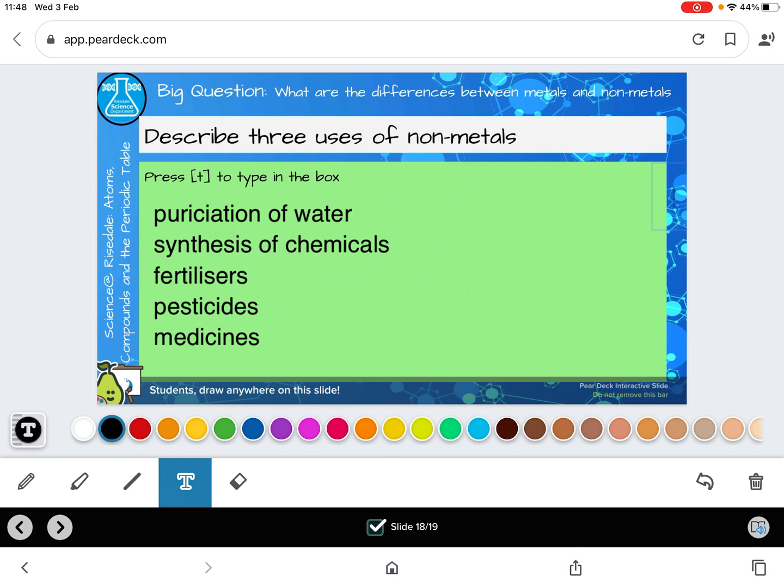Okay, so uses of non-metals mentioned in the video clip. Purification of water, synthesis, which means making chemicals, so the building up of chemicals, making fertilizers, making pesticides, and making medicine. So the example in the video was iodine, which has got antimicrobial properties, so it's used when people have operations.